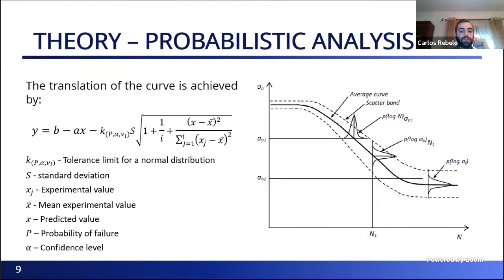So the translation of the curve is obtained according to this equation. The translation depends on the subtraction of this last part, which considers the standard deviation, the sample size, and the tolerance limit for a normal distribution.